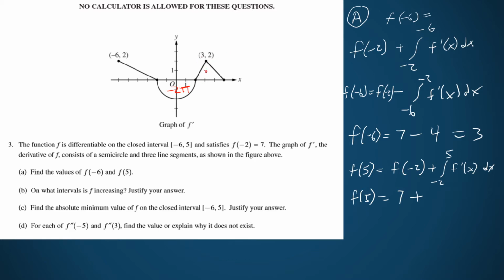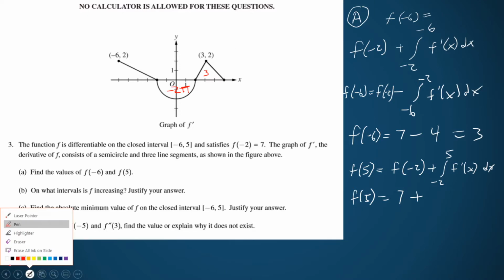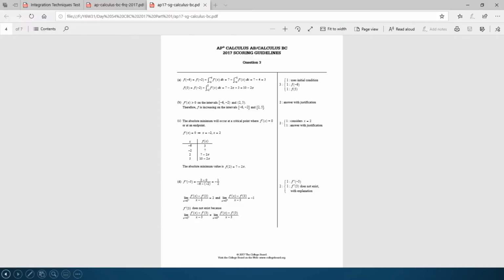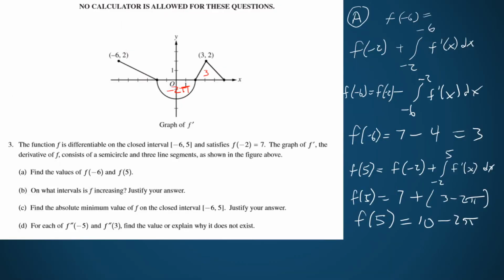So I've got plus 3 minus 2 pi, so 10 minus 2 pi. Okay. Questions on part A? No. Okay, it is checked really good so far.